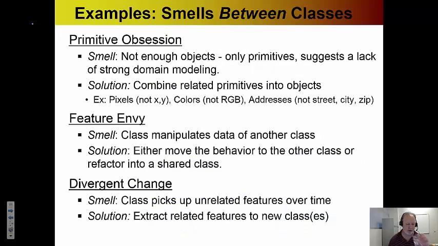Okay, some additional smells between classes. Smell: primitive obsession. Not enough objects, only primitives. This can suggest a real lack of strong domain modeling. Where you see this a lot is in parameters to methods where folks are reasoning in Cartesian coordinates, X and Y all the time. They're reasoning in the raw RGB values, and they're passing them along. We talked about long parameter lists, which could be another artifact of the smell of primitive obsession. You have X, Y, and Z, R, G, and B.